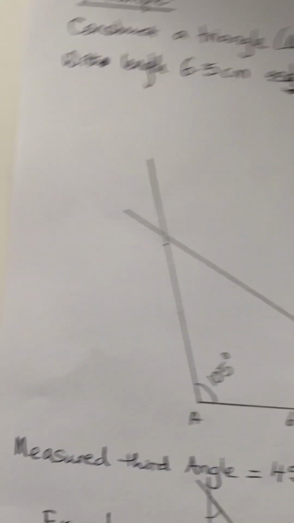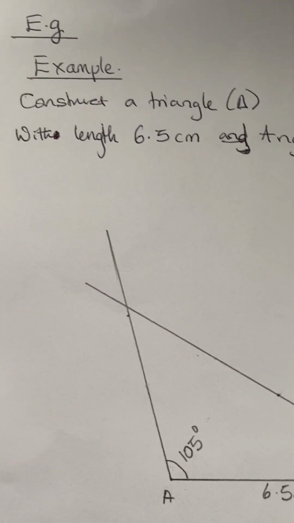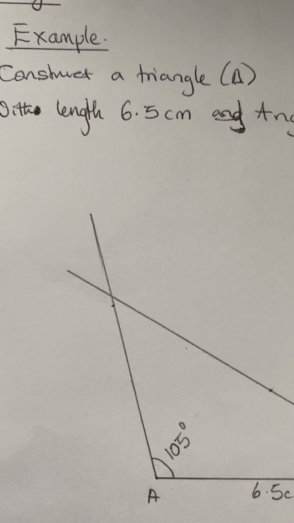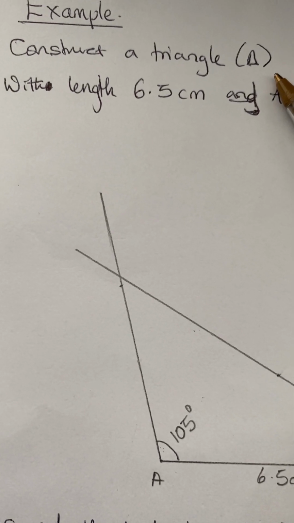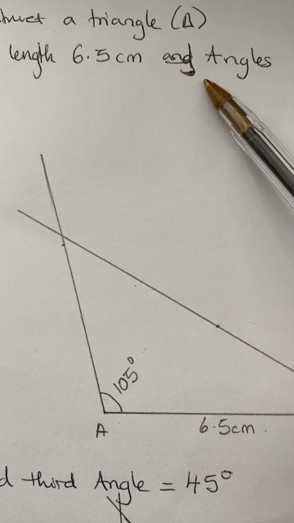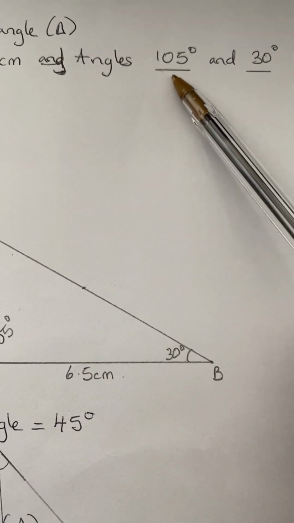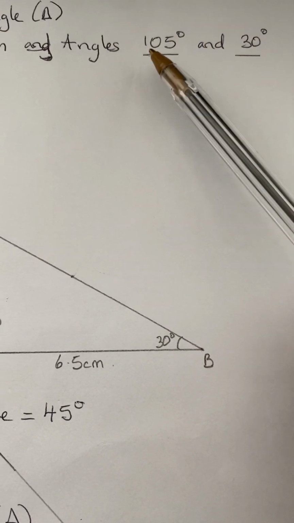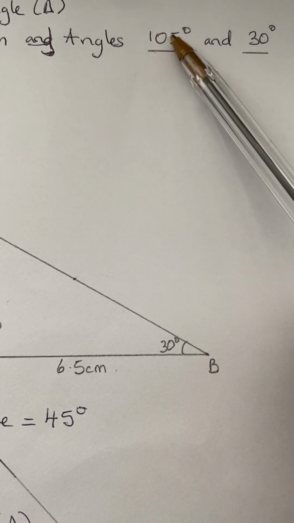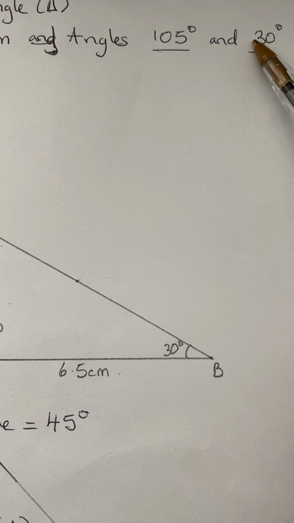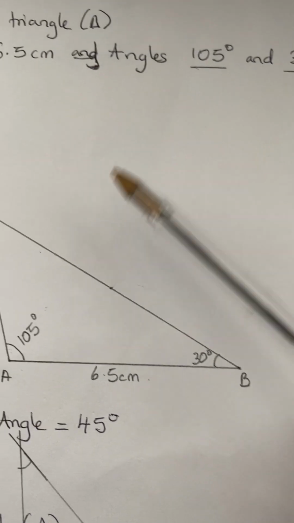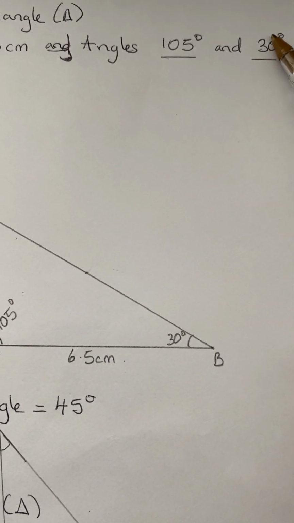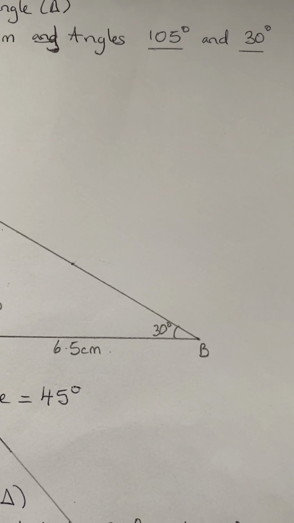So that is our first example. Now, the second example, the same thing. Construct a triangle with length 6.5 centimeters and angles 105 and 30. For instance, this angle is 105. So I will construct the 105 first, get the angle, and then with the direction of the line, use it to construct the 30 degrees.